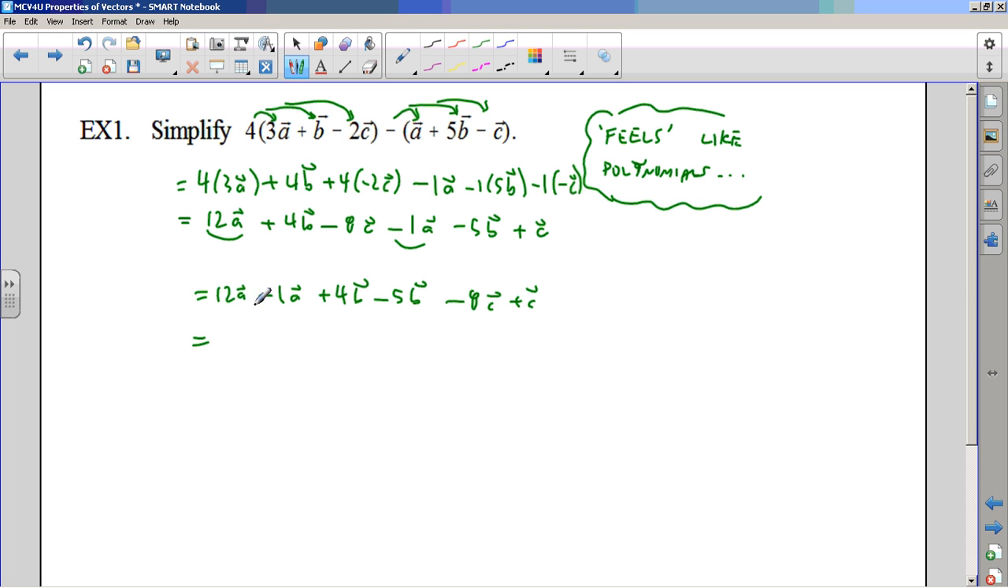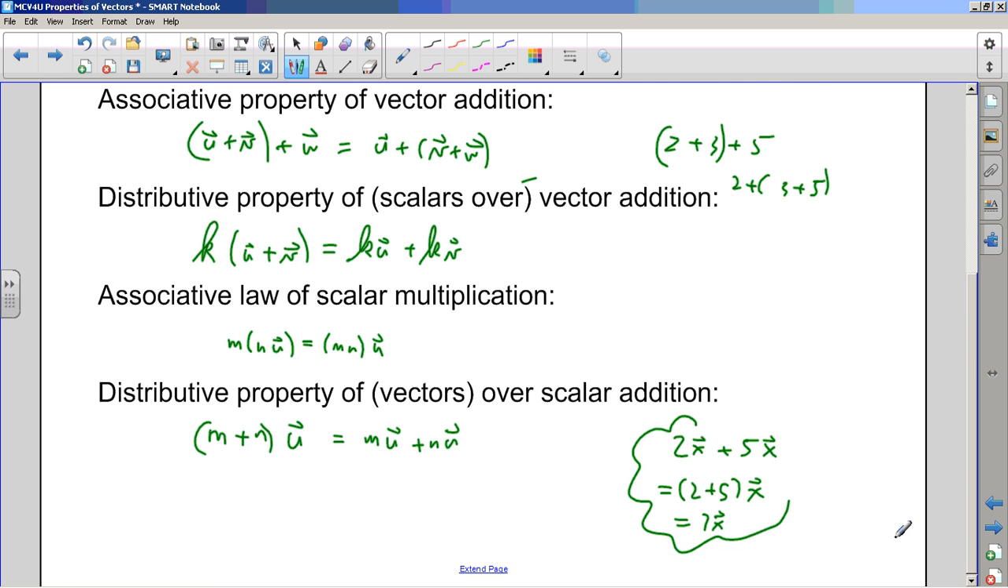And then I can distribute the scalar for the scalar multiple of that vector. So this sort of thing. Well, why can I do that? That's because of this rule. That's that last rule, right? Where I was just talking about that.